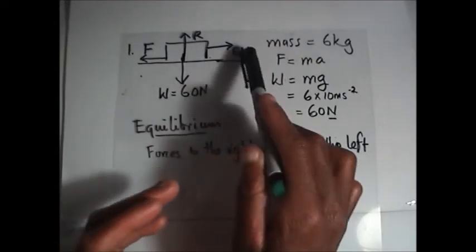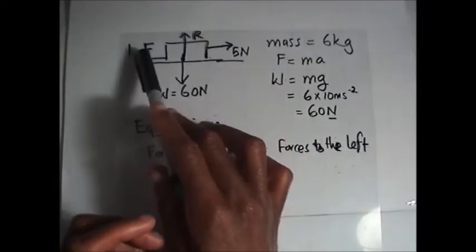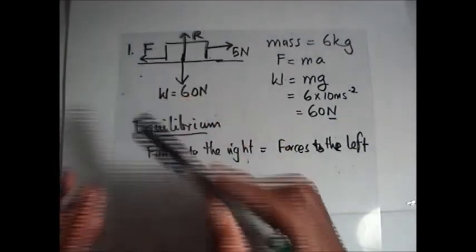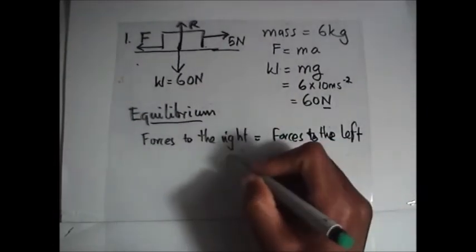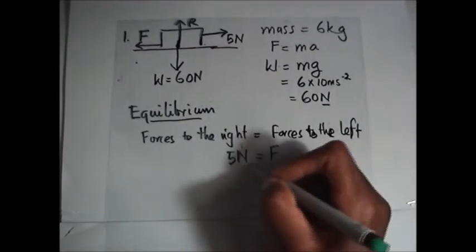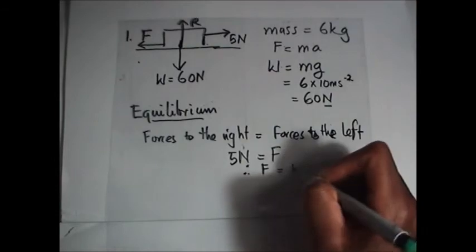If it was moving to the right, then this 5 newtons would have been greater than this F. But it's not moving, so which means this 5 newtons is exactly equal to F. So forces to the right, 5 newtons, are equal to forces to the left, which is F. Therefore, my F is equal to 5 newtons.